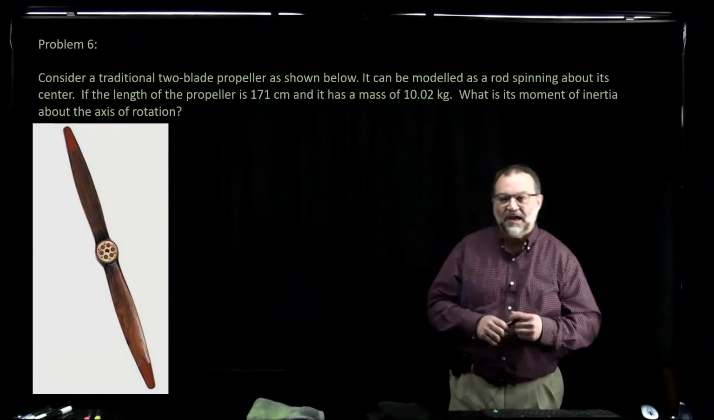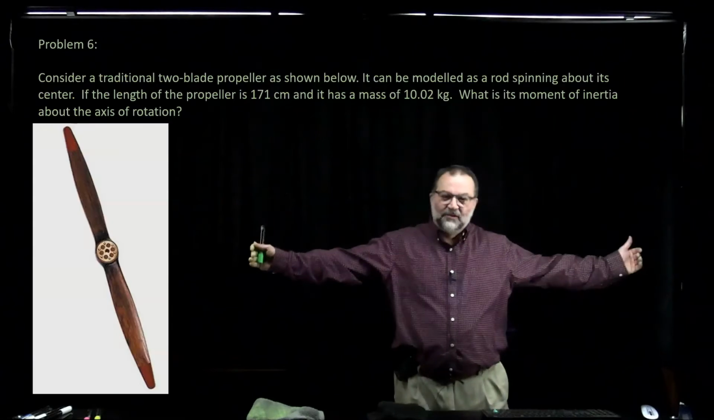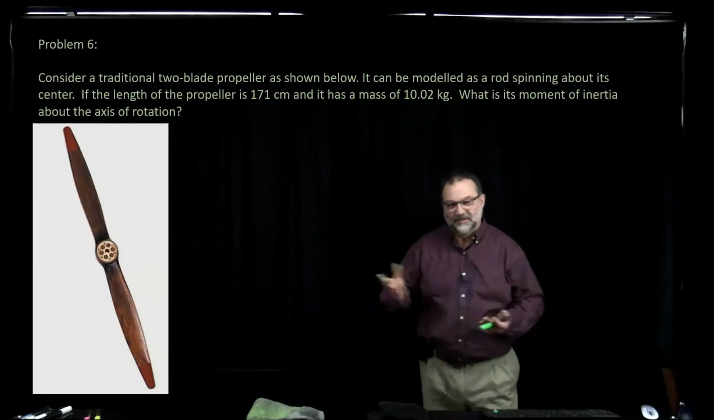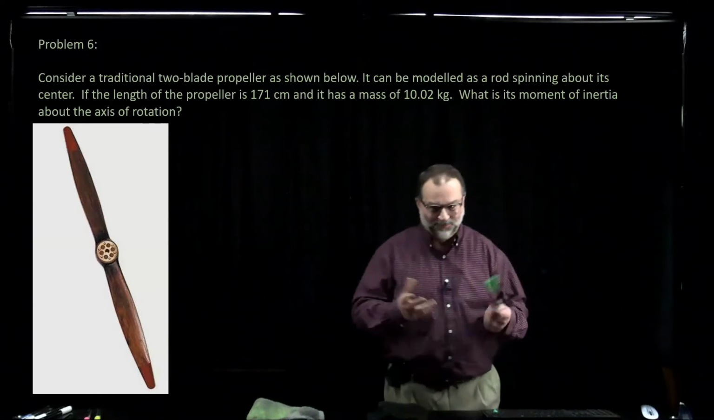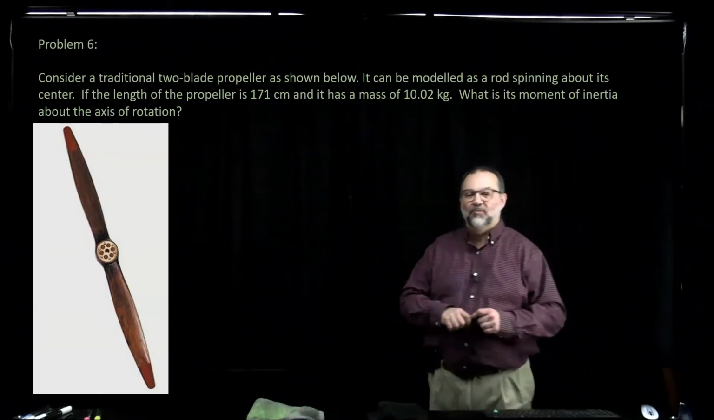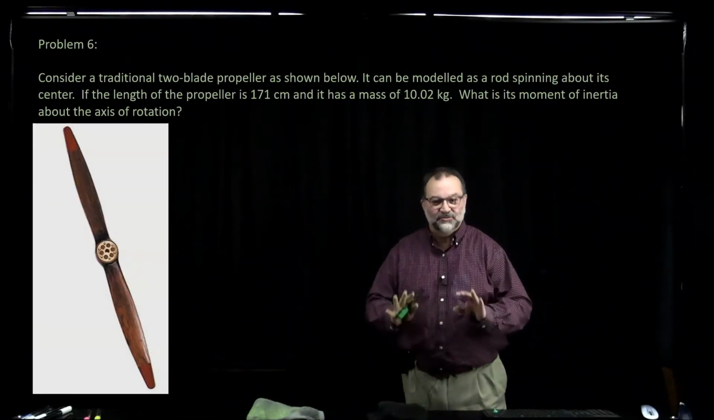In problem 6, we have a standard propeller. It's just a big, long thing. This one is actually a replica Sopwith Camel propeller. It's about 6 feet long. And we want to simply calculate the moment of inertia. And in this one, it's pretty straightforward, right?